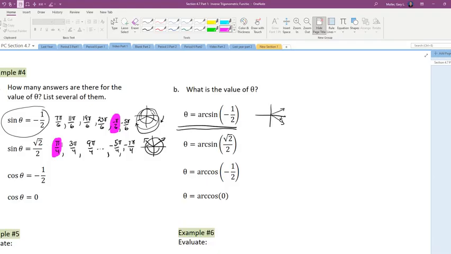Cosine of theta is negative a half. Cosine, lots of answers here. So where is cosine negative a half? It's going to be pi over 3 reference angle. So it's going to be pi over 3 here or pi over 3 here. And so the answer is going to be either 2 pi over 3 or 4 pi over 3. And we can keep going around and around. We can also go in the negative direction. So we could have also said negative 2 pi over 3. We could have said negative 4 pi over 3 and go around and around.